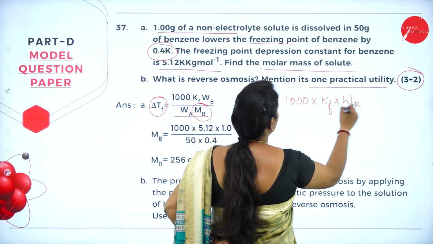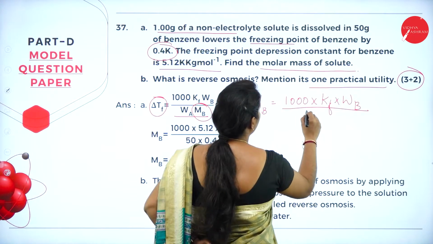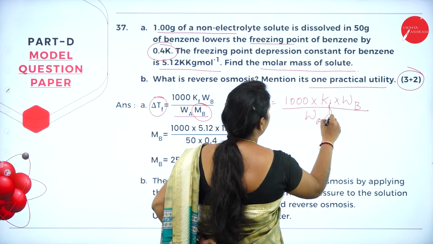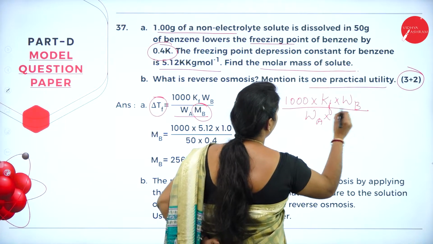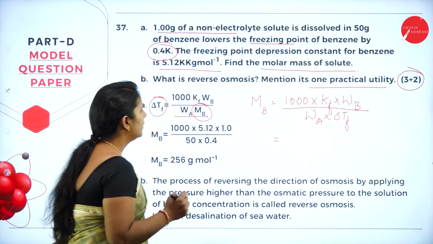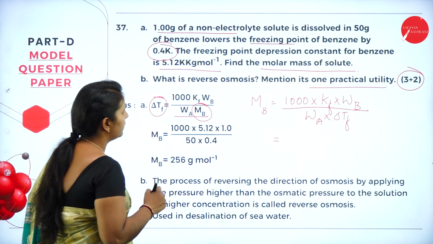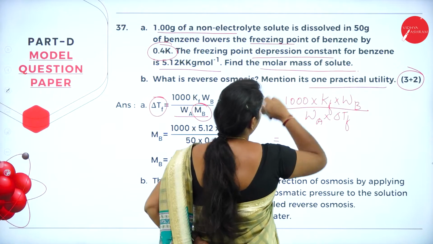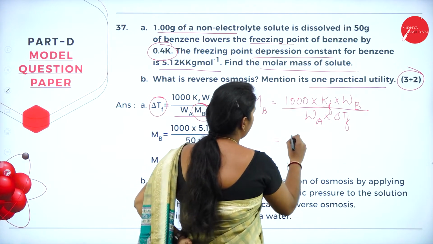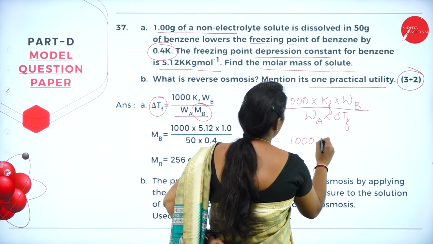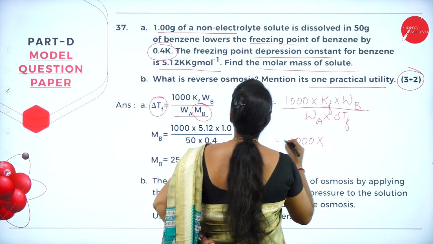Before that, you can rearrange the formula: MB is equal to 1000 into KF into WB divided by WA into delta TF, right? We know the KF value, because they have given the depression constant, that is nothing but the KF value. So, 1000 into what is the KF value here?